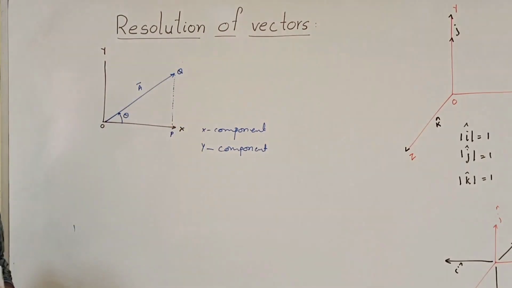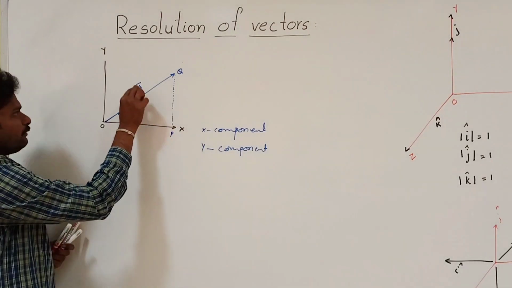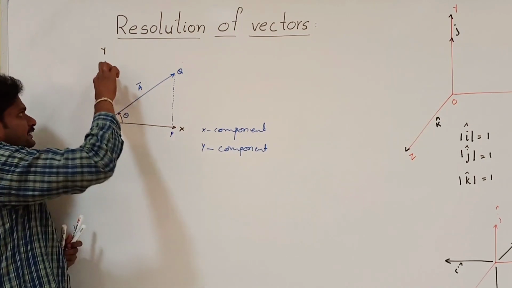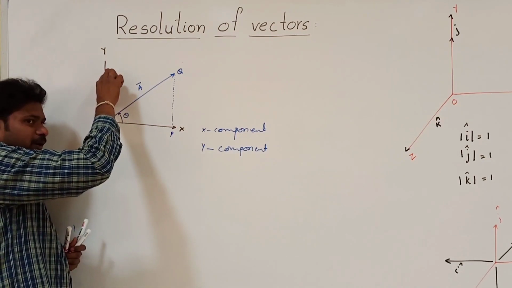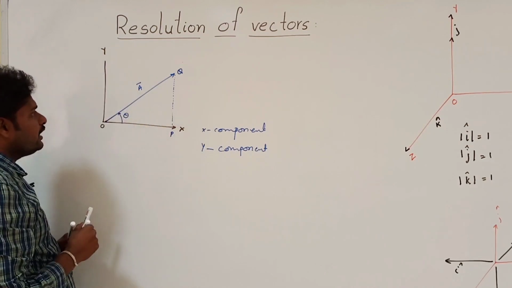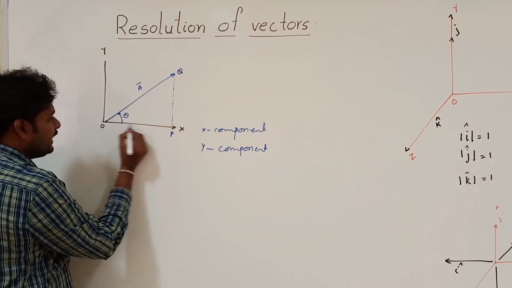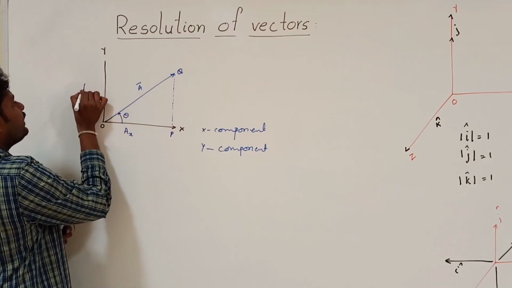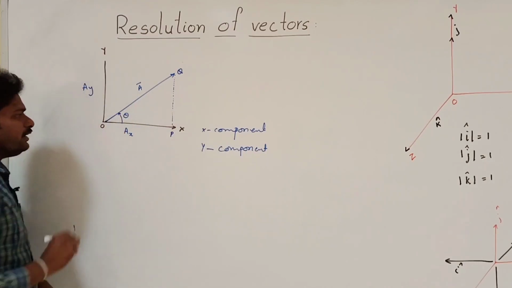OPQ is a right angle triangle. Now, for the vector A, this is the adjacent component, and this is the opposite component. For the adjacent component, I will write it as the x component, AX, and this is the y component, I will write it as AY.